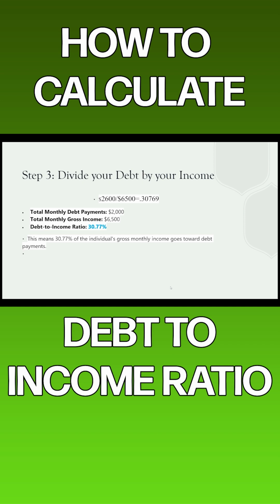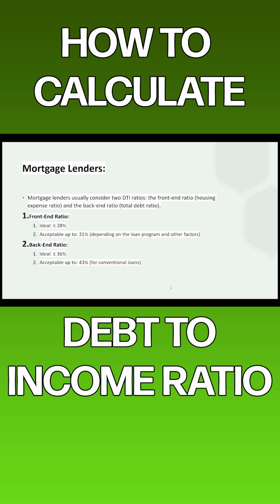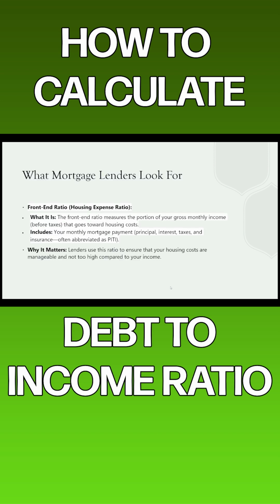Very simple. But why is this important? So let's look at how a mortgage lender looks at debt to income. For the most part, mortgage lenders look at both the front end ratio and the back end ratio. The front end ratio ideally should be less than 28%, but acceptable up to 31%, depending on the loan program. And the back end ratio ideally should be less than 36%, but acceptable for up to 43% for most conventional loans. Now let's talk about what front end and back end ratios mean.